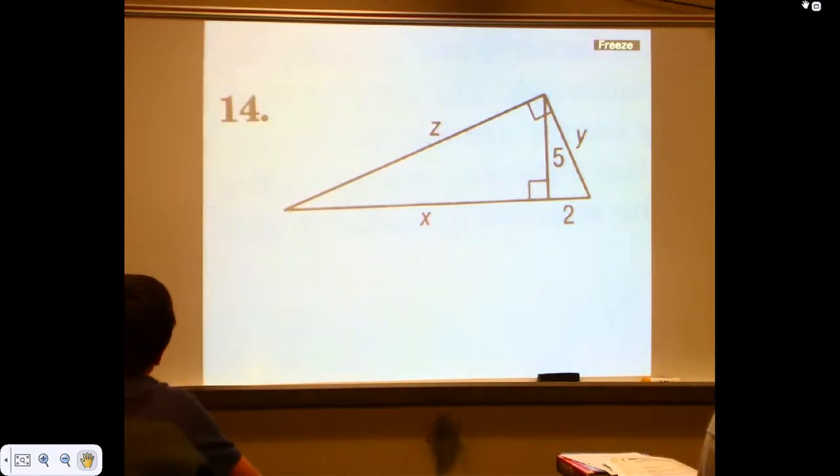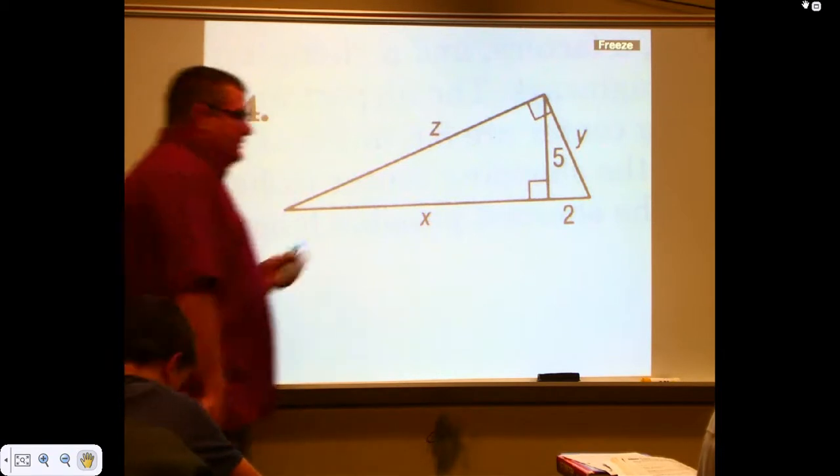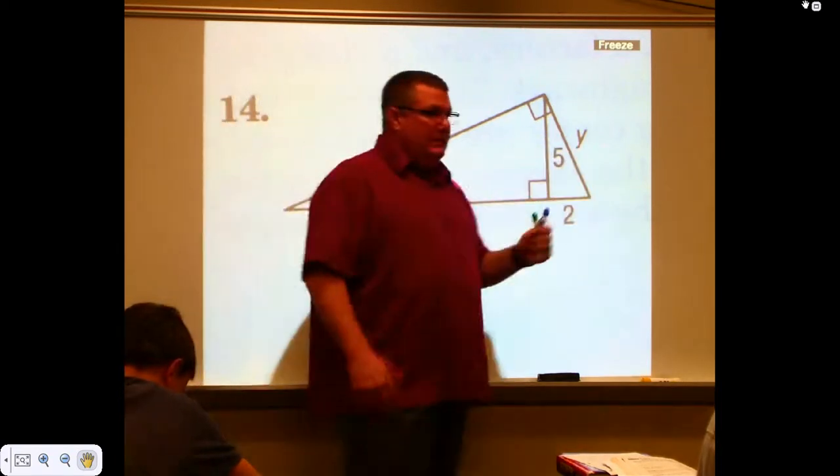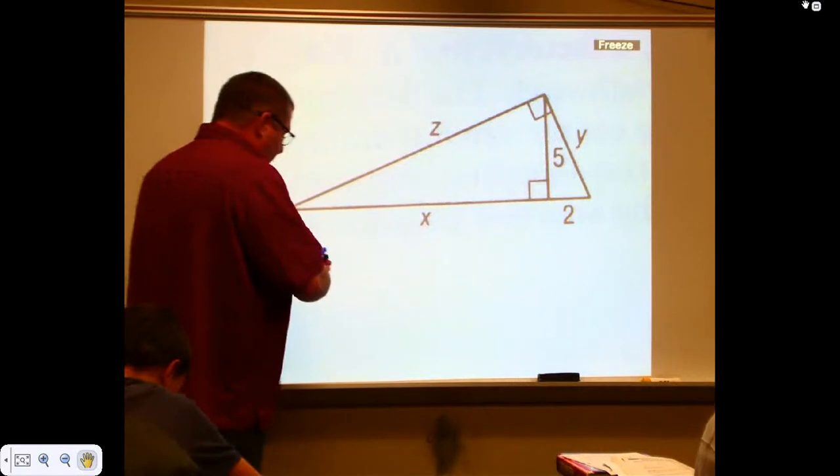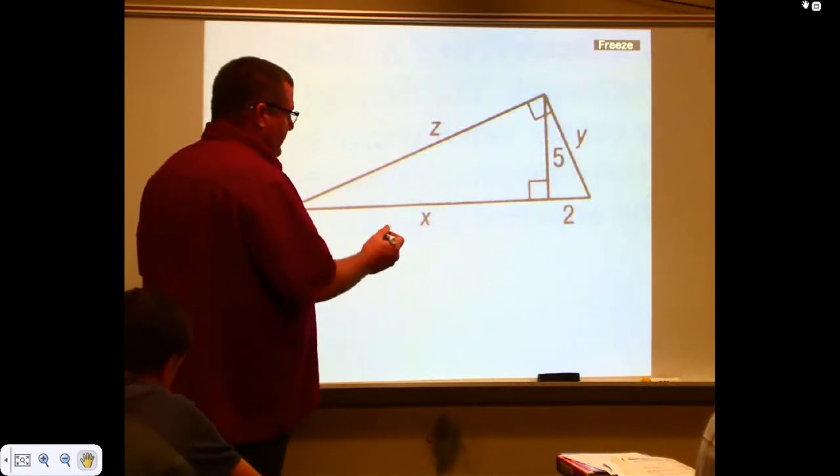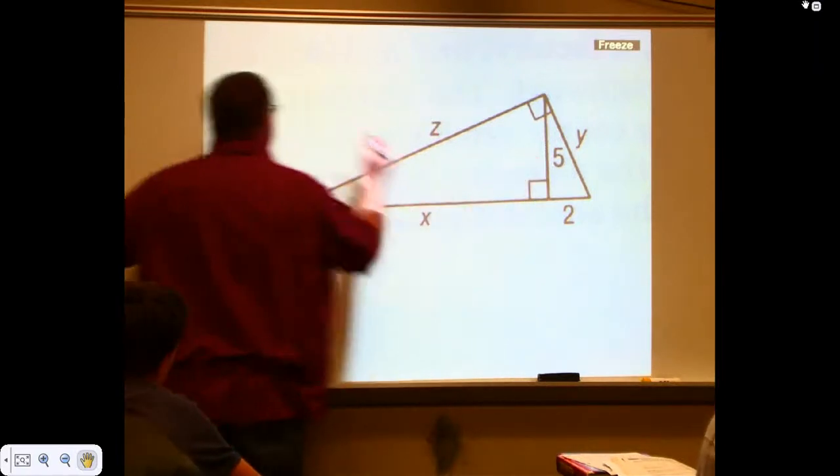Now, on the other one, all three of our unknowns were the three means we're going to use, right? That's not always going to be the case. So sometimes you're going to need to do one earlier. Now, we can set up three proportions. Let's write the three proportions we can write. If we make this our geometric mean.